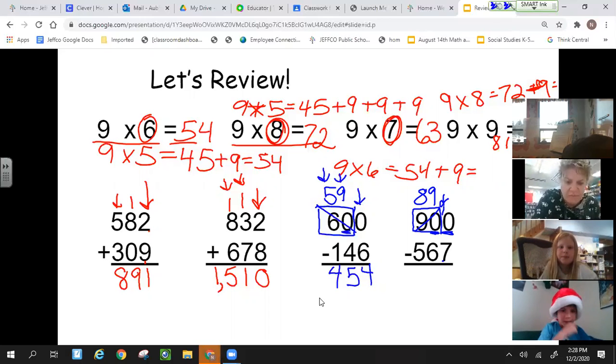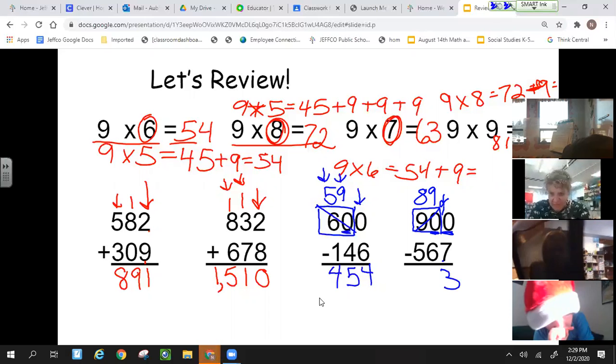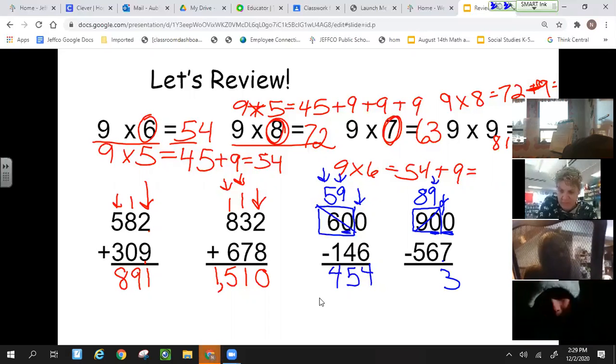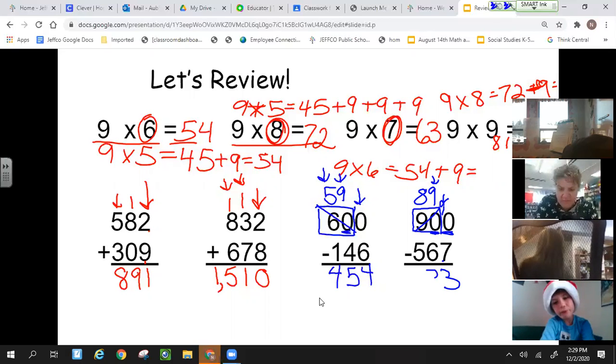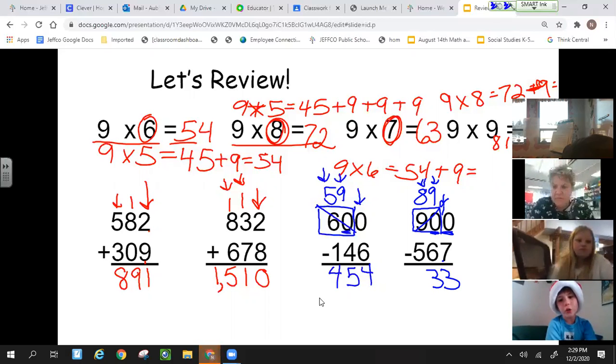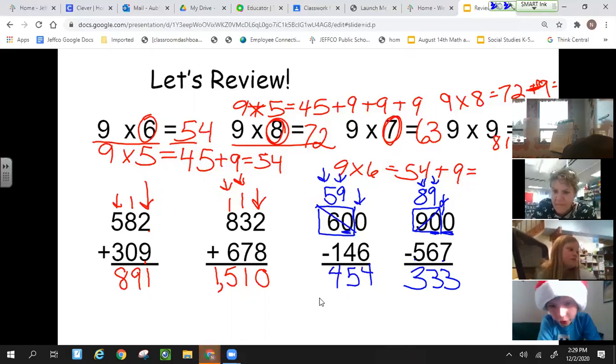Now I can do it because I've made a new group of 10 in my ones place. 10 minus 7 is 3. Now I'm just going to go to my tens. 9 minus 6 is also 3. And then I go to my hundreds place value up here. It's 8 minus 5, which is also 3. Who knew? You should have gotten 333.